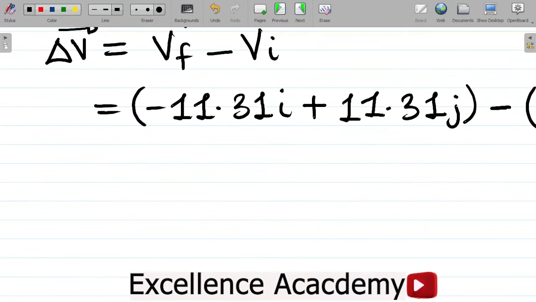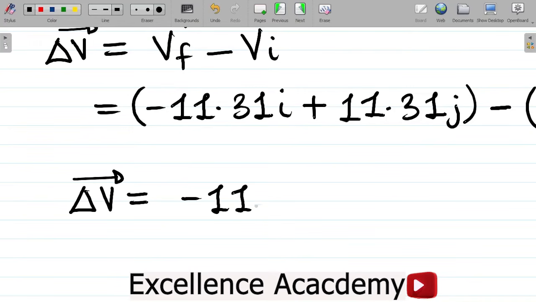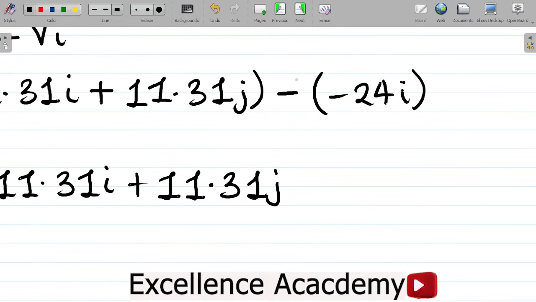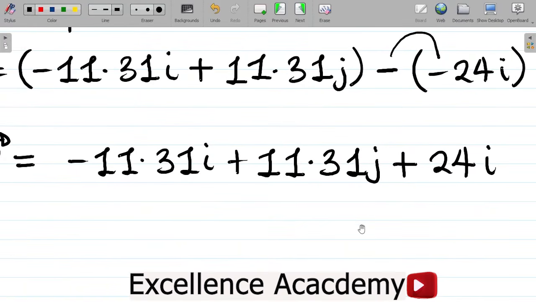How do you solve this? So from here, we can have that change in velocity is equal to, let's take out the bracket and see what we have. If I take out the bracket here, this gives you minus 11.31 I plus 11.31 J. From here, you're having minus minus, that gives you plus, so plus 24 I. Okay, let's add up the i's and see what we have.